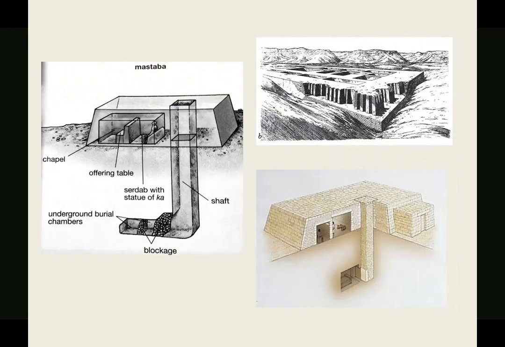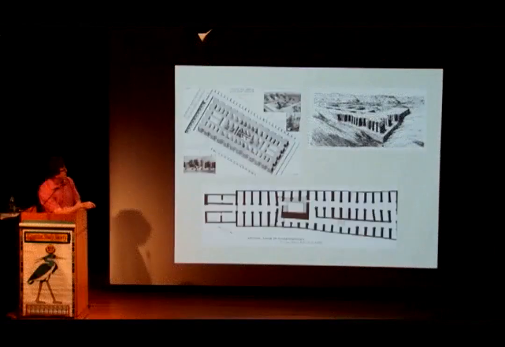And here we have some mastabas. You can see they got pretty elaborate. After the initial pyramids, they started building mastabas out of stone. We'll see that in a moment.